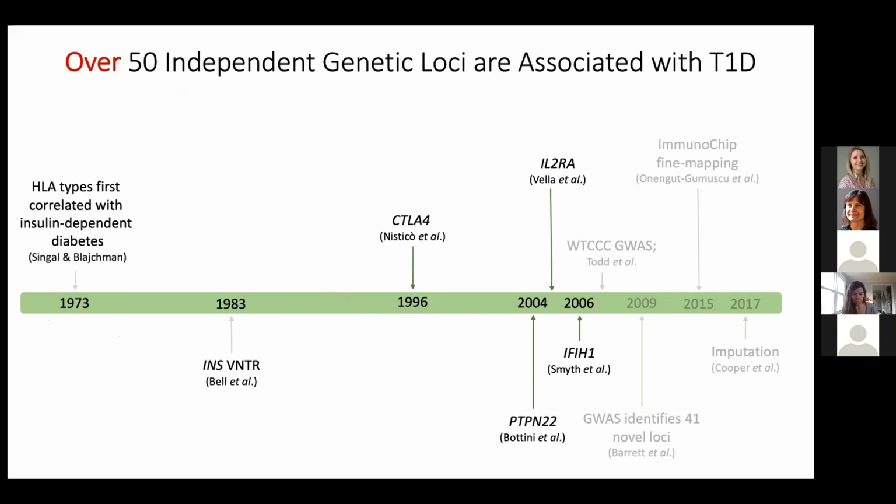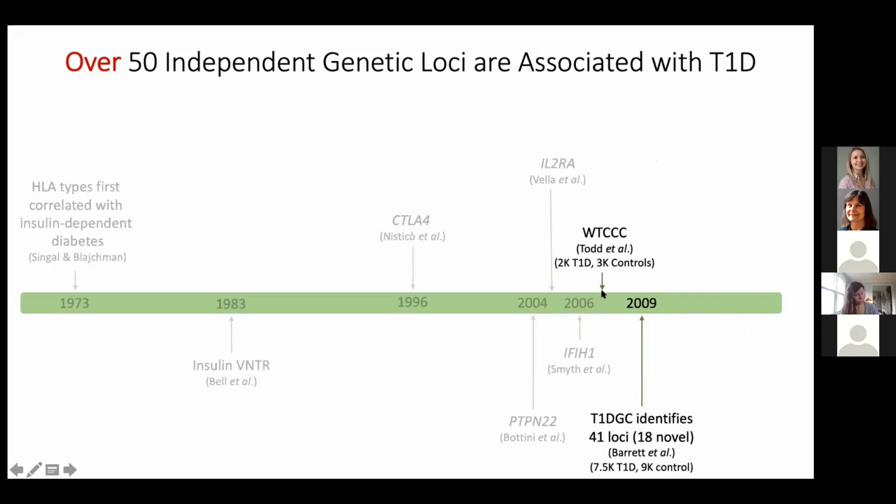With the advance in genotyping technology, the availability of large cohorts, and the cost of genotyping going substantially down, researchers were able to scan the genome on genotyping arrays and do genome-wide association studies. The first study with type 1 diabetes data was the Wellcome Trust Case Control Consortium, in 2007.